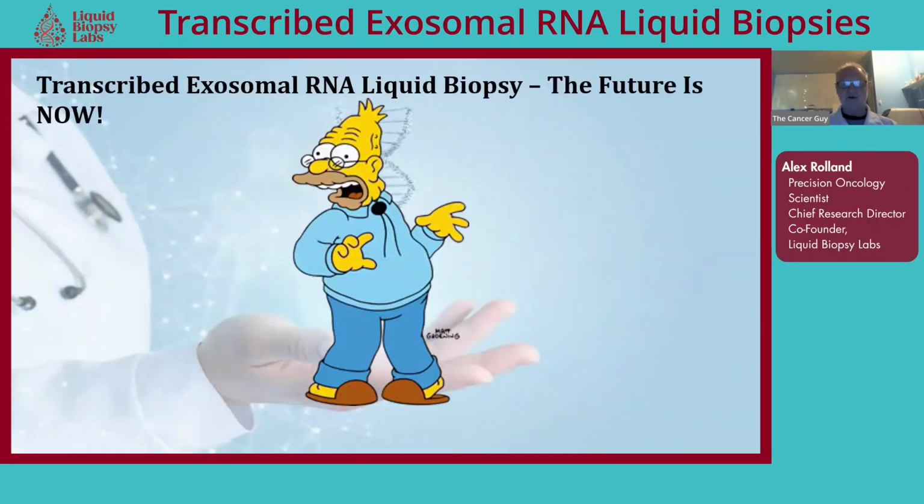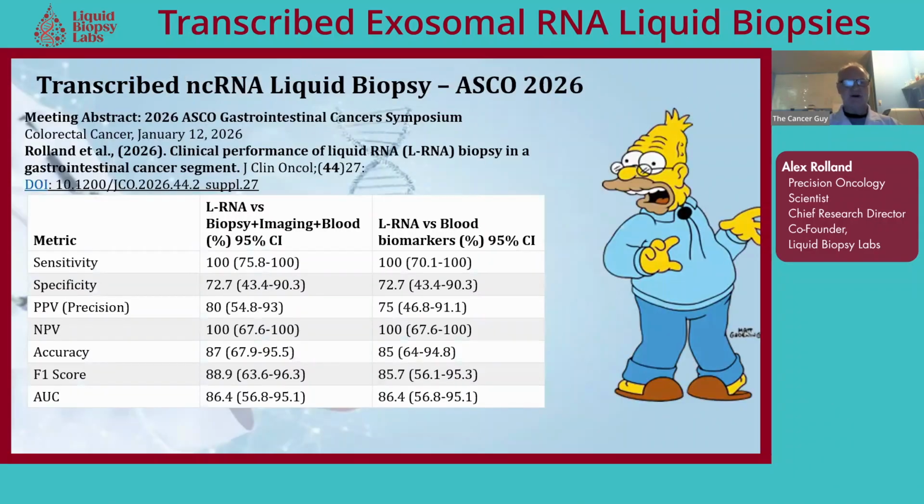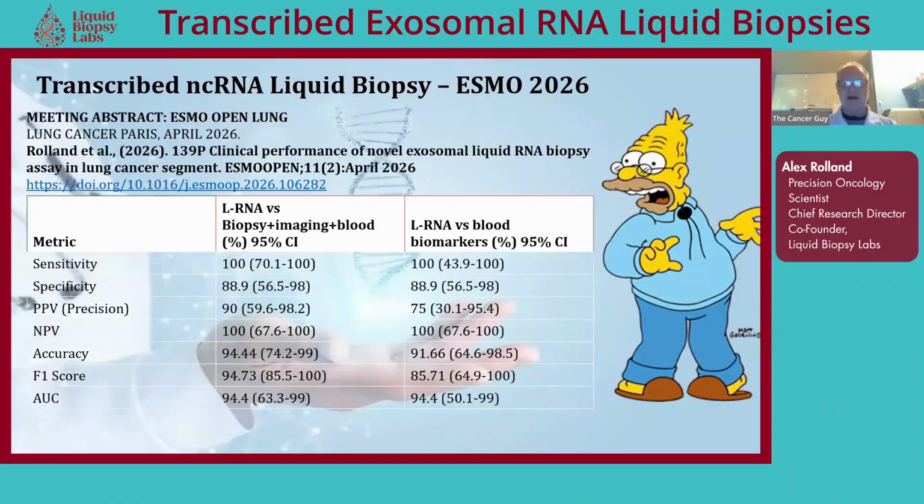So, transcribed exosomal RNA liquid biopsies are actually available now. This is a transcribed non-coding RNA liquid biopsy that we released for the ASCO 2026 Gastrointestinal Symposium in San Francisco. And as you can see, the metrics are really great. Our sensitivity and specificity were really high, especially when combined with traditional imaging and blood-based biopsies. We also did one for ESMO for lung cancers, and we also had a really high sensitivity and specificity.